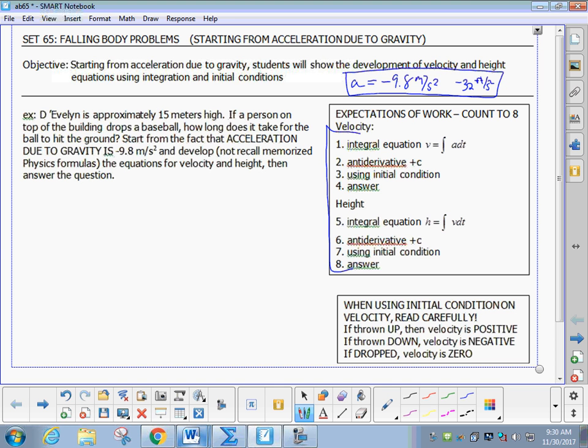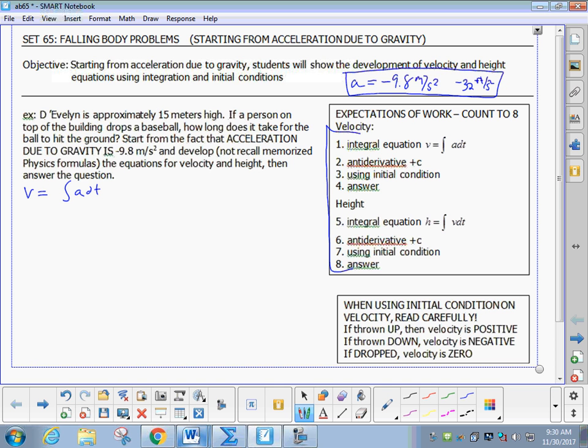When you develop velocity, I should see the calculus relationship of velocity to acceleration. What is the velocity-acceleration relationship? Actually, you could look at it two ways, I suppose. Velocity is the antiderivative or integral of acceleration, or I guess you could also say acceleration is the derivative of velocity. But we're going to integrate acceleration.